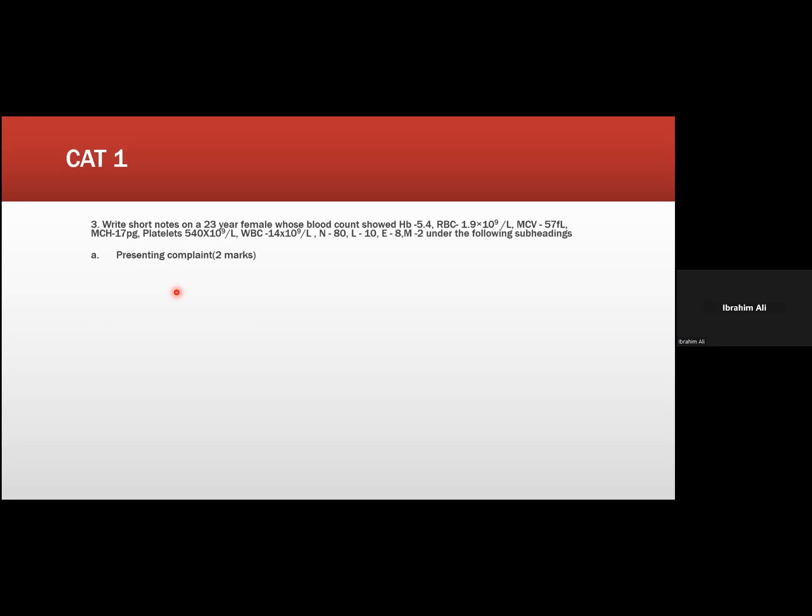Now, before we go, I want us to interpret. Let's get someone to interpret this question, and then give us the normal range. If you say 5.4 is low, what is the range? RBC, if you say low, what is the range? And this range is very important.